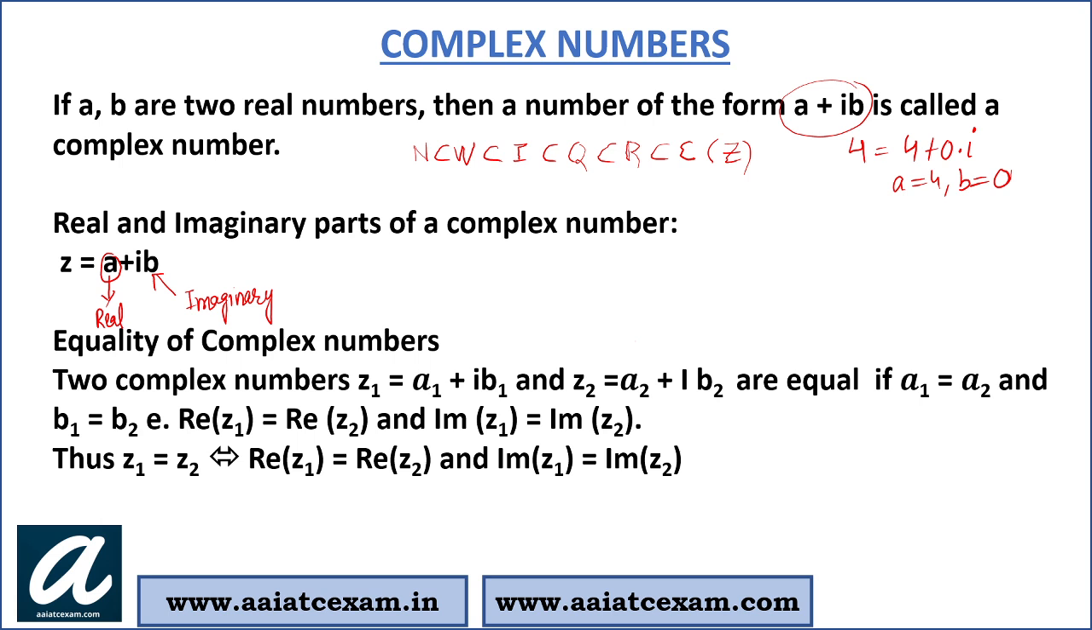Do not say iota into b. No. Whatever will be the coefficient of iota, that is known as the imaginary quantity. So the coefficient of iota is b here. So the imaginary quantity is b.